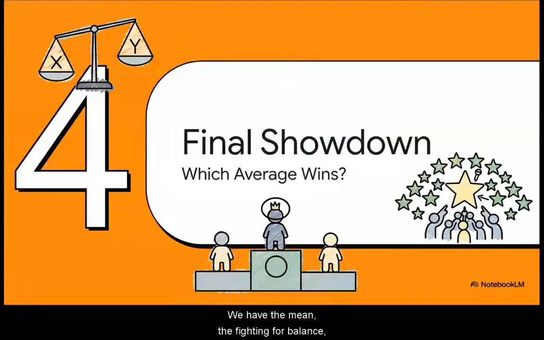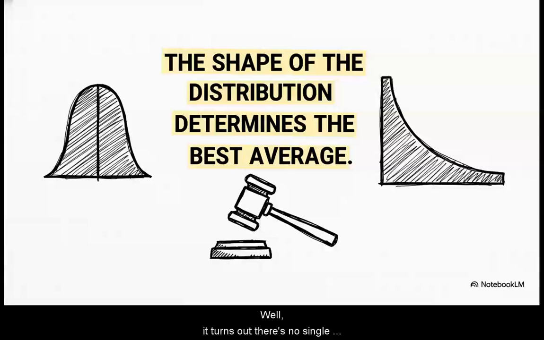Okay, so our three contenders are in the ring. We have the mean fighting for balance, the median fighting for the middle position, and the mode fighting for popularity. So, in the final showdown, which one is the best? Who wins? Well, it turns out there's no single winner that takes the crown every time. The champion actually depends entirely on the situation. And the judge in this whole contest is the shape of your data's distribution. Basically, is your data nice and symmetrical, or is it kind of lopsided or skewed?